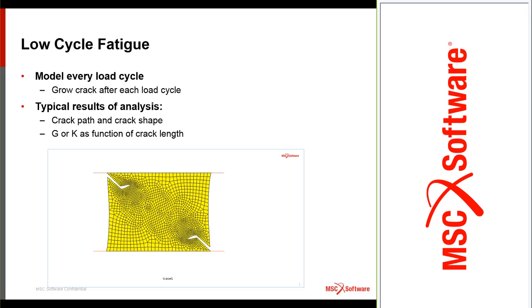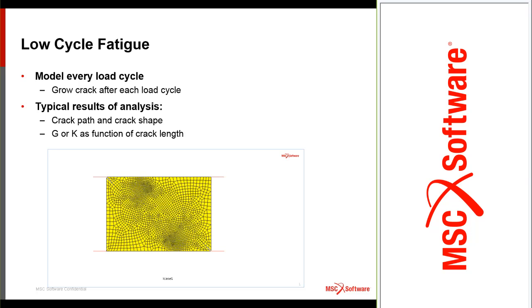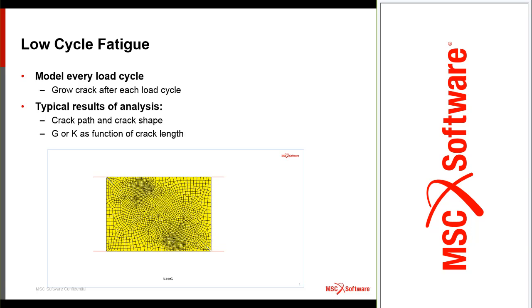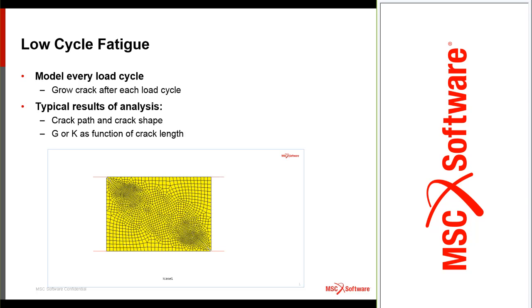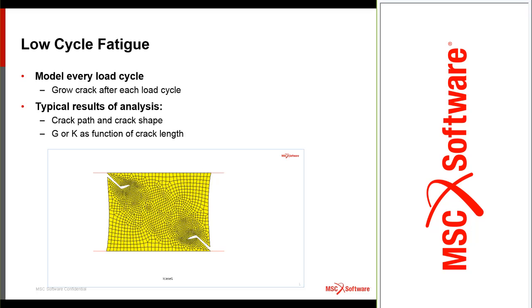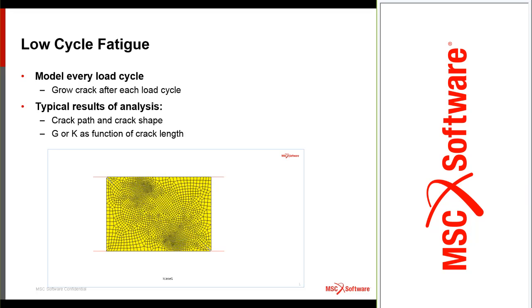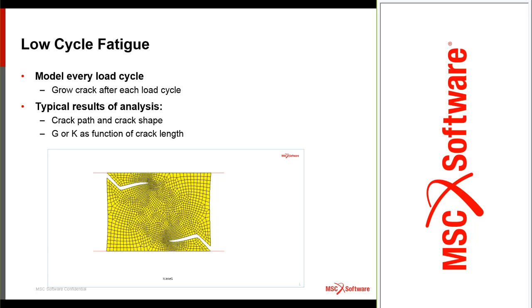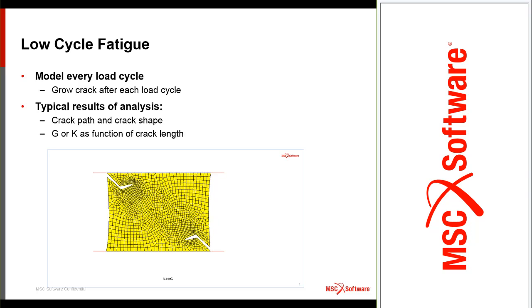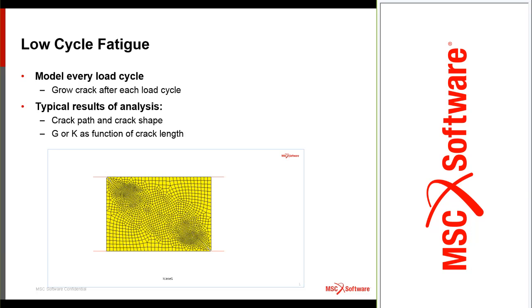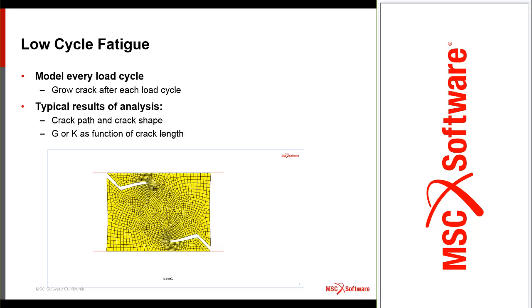And what you want from this type of analysis is typically you want to find which way the crack grows. In this case, you have two cracks and they follow a certain path that we want to find. And if we have a 3D crack, we want to see the shape of the crack as it evolves. And you also typically want to see G or K or both as a function of the crack length given the path that we have. So this is typically what you want to do in a low cycle.